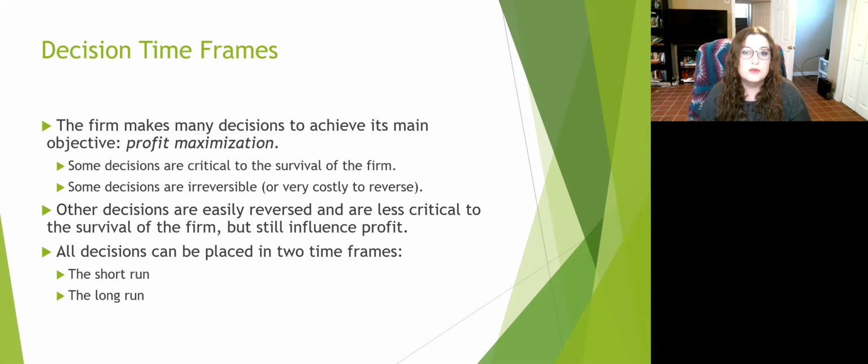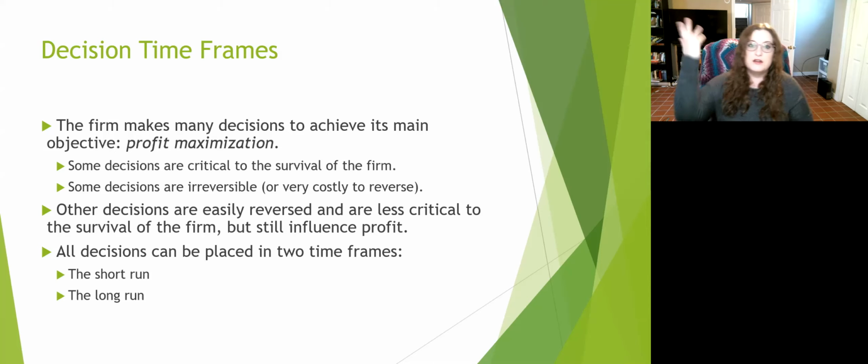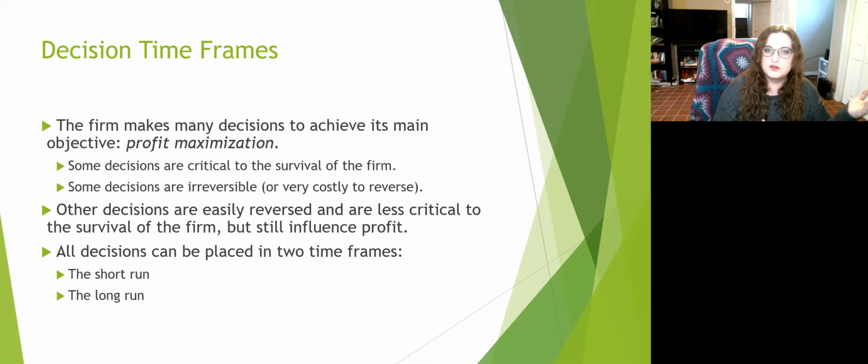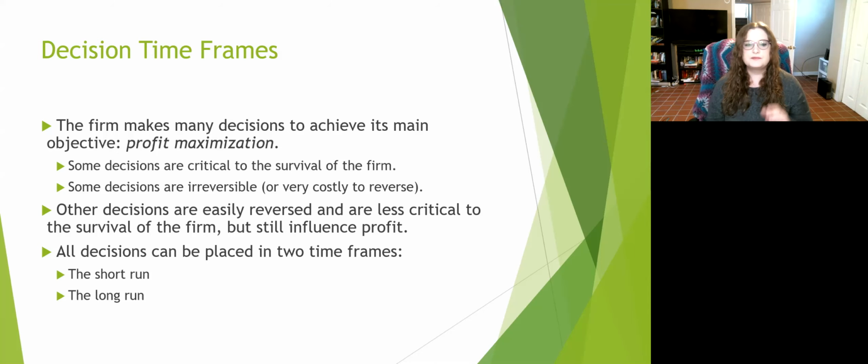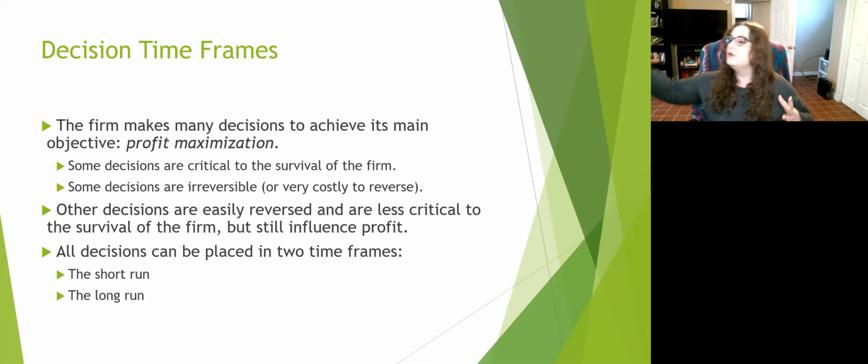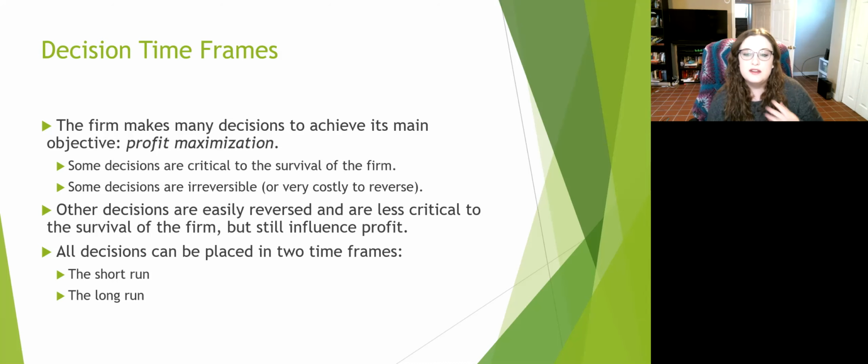Some decisions are critical to the survival of the firm. Do I build a new location? Do I change my payment system? Do I change the product that I'm producing? There's lots of decisions that can be critical to the survival of a firm, and some decisions are irreversible. If I fire a CEO, or if I completely change my strategy and move to a different state with my firm, these are often irreversible decisions. So we have to think about time frames. What can I do right now, i.e. the short run, versus what can I do after many, many years, i.e. the long run, right?